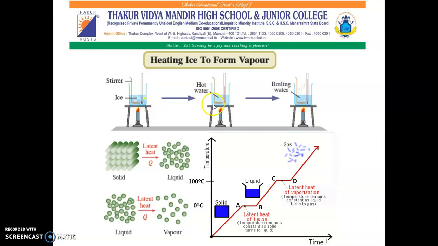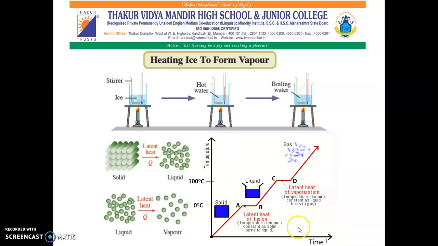As the ice is heated, it starts melting. Stir the mixture of the ice and water. Continue heating even after the ice starts melting. The water boils. Finally, you have to draw a graph of temperature versus time.